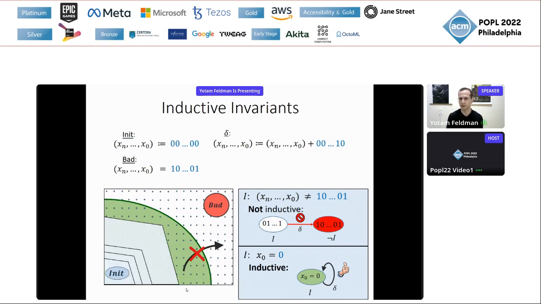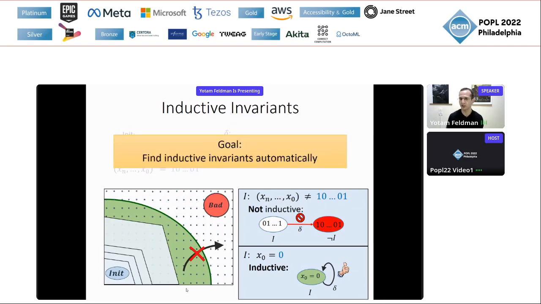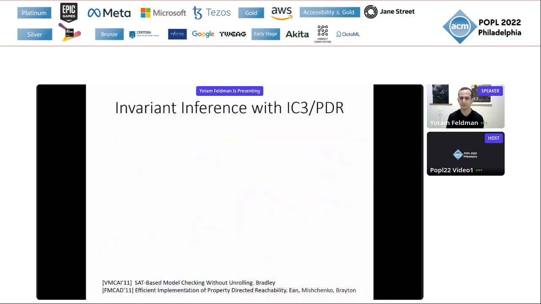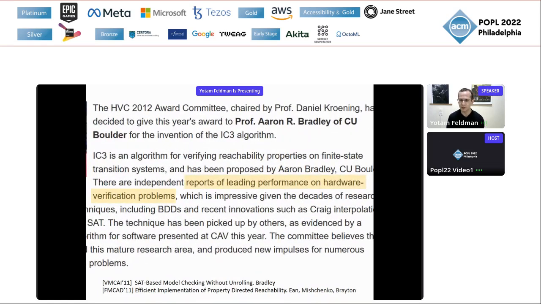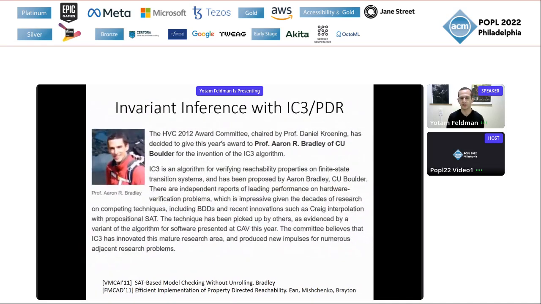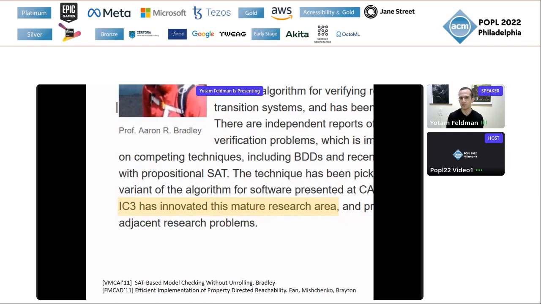Such an inductive invariant contains all the reachable states of the system, separating them from the bad states, establishing the safety of the system. In invariant inference, the goal is to automatically find such inductive invariants, resulting in fully automatic safety verification. One of the latest breakthroughs in invariant inference is an algorithm called IC3-PDR, which was published in 2011 and was recognized quickly afterwards as a very, very big thing. So for example, the HVC award from the subsequent year cites reports of leading performance on hardware verification problems and the fact that IC3 has innovated this mature research area in what by now includes not only the verification of hardware, but also adaptations of the algorithm to software verification.